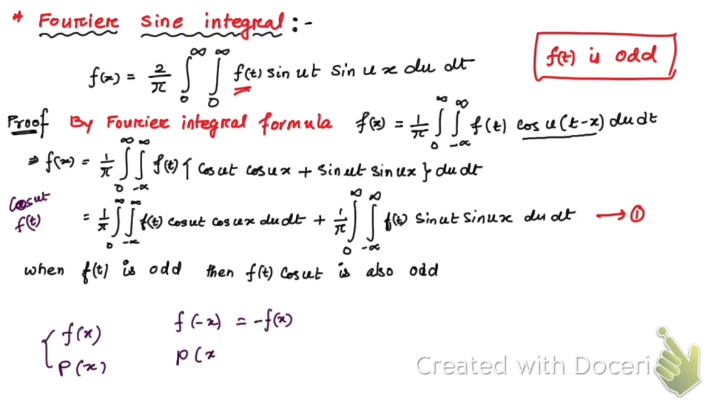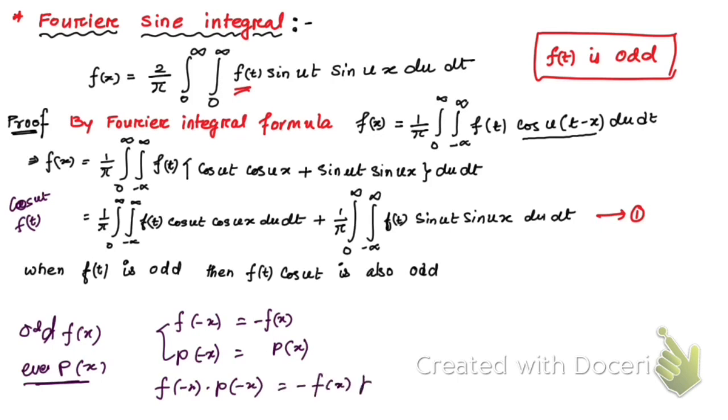and the first one is odd and this is even, then p of minus x is going to be p of x. Here we have taken p of x as even, that's why p of minus x is going to be p of x. And if you take the product, f of minus x into p of minus x, then you're going to have minus f of x p of x.